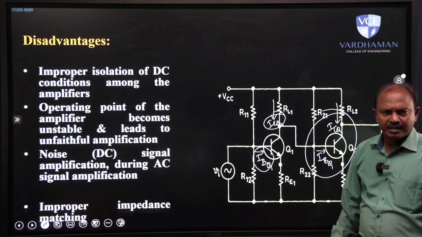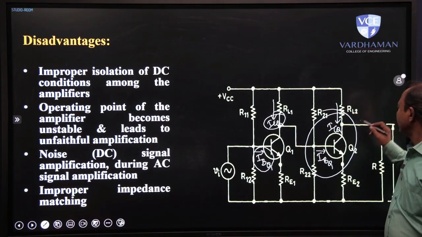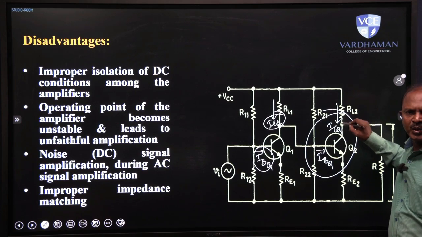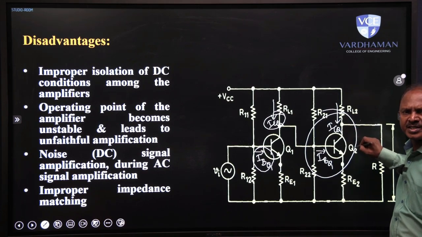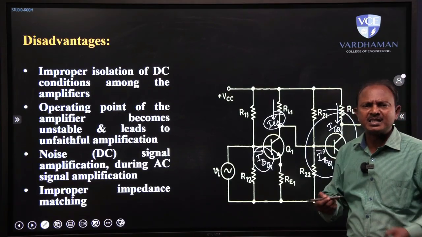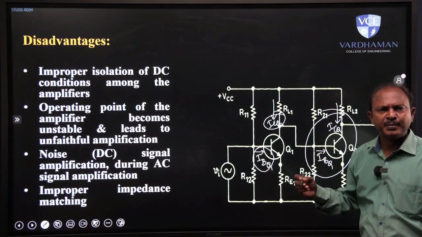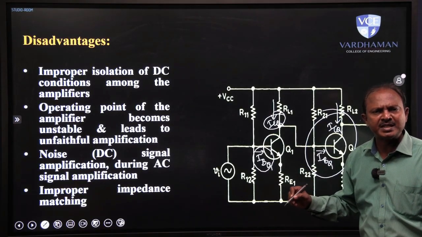Then finally, of course, improper impedance matching. We know there is no flexibility for us to adjust the output resistance of the last stage, which interacts with the load. You cannot maintain the impedance matching situation in this amplifier circuit. As a result, improper impedance matching is the end result.